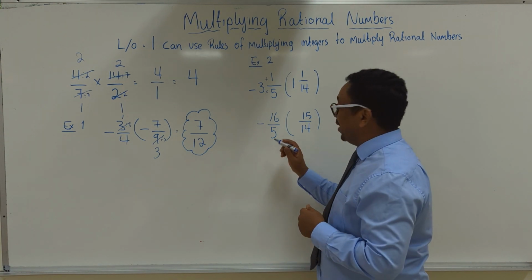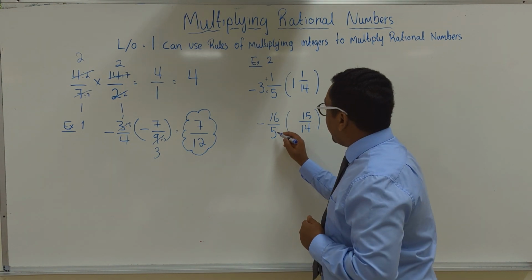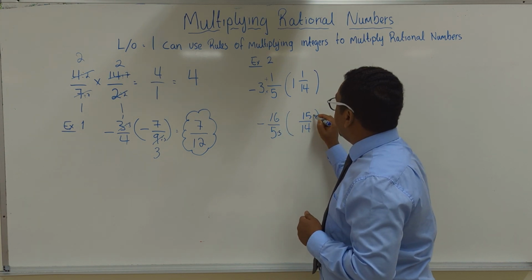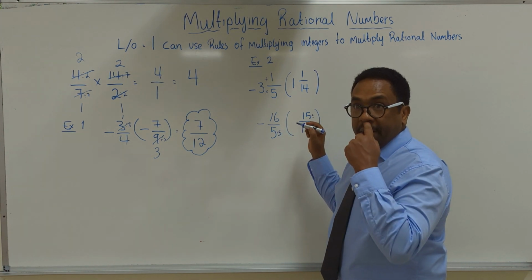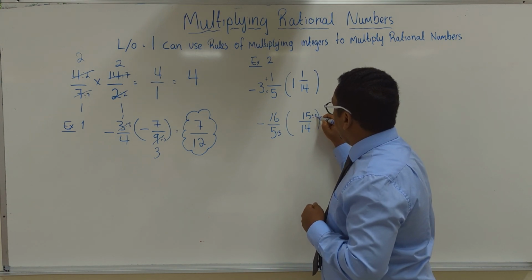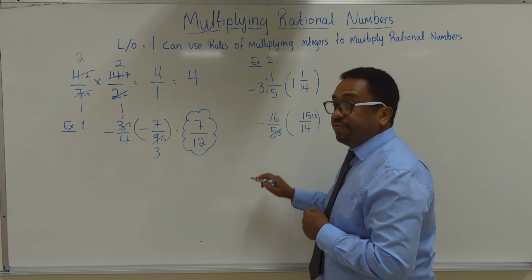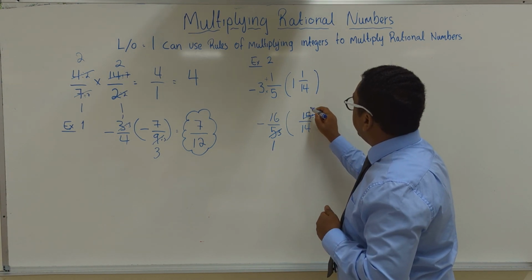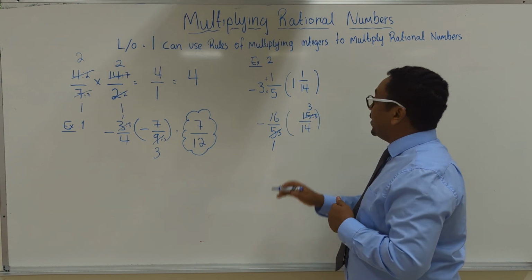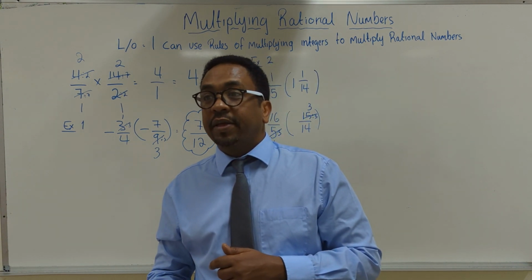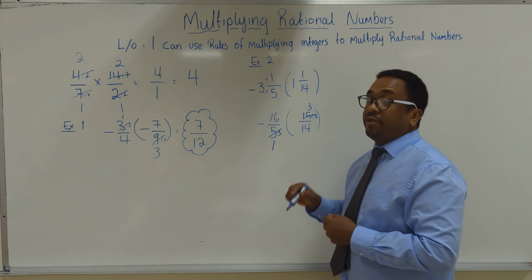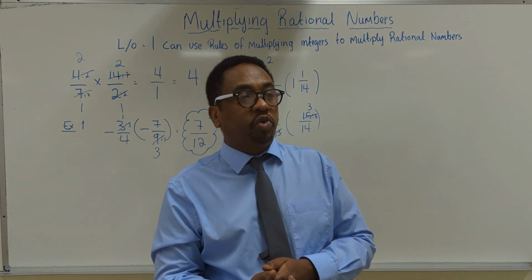Because 3 will not go into 5. So if I divide here by 5, I have to divide here by 5. So 5 divided by 5 is 1. 15 divided by 5 is 3. Are there any other numbers I can simplify? Yes, by 2. I have 16 and 14. Both of them can be divided by 2.